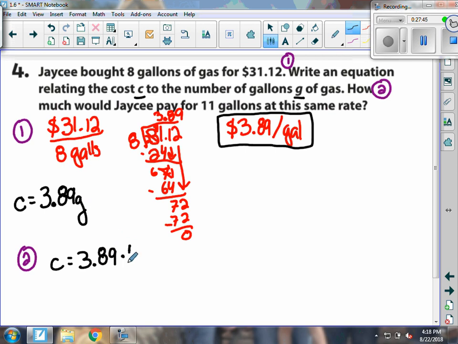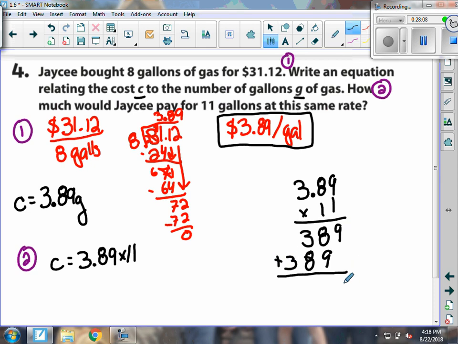I now have 11 gallons. So I'm going to multiply this times 11. So 389 times 11. 1 times 9 is 9. 1 times 8 is 8. 1 times 3 is 3. Again, 1 times 9 is 9. 1 times 8 is 8. And 1 times 3 is 3.